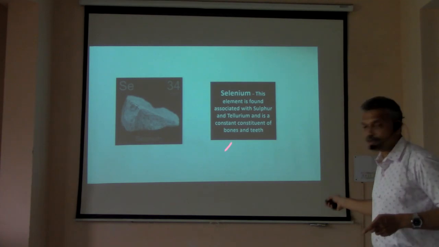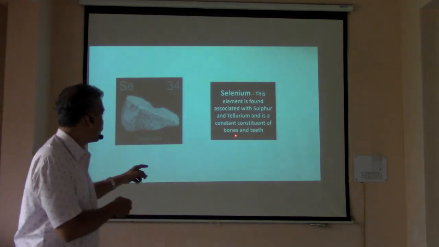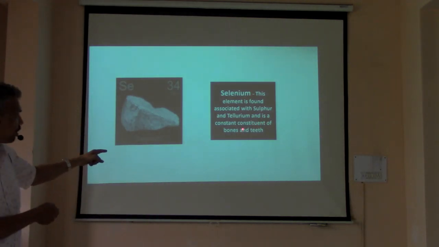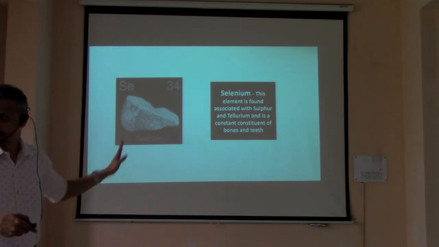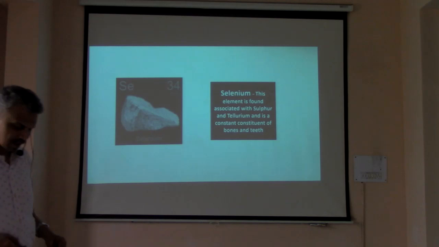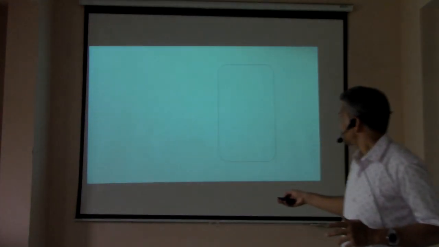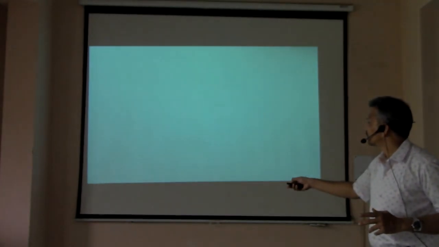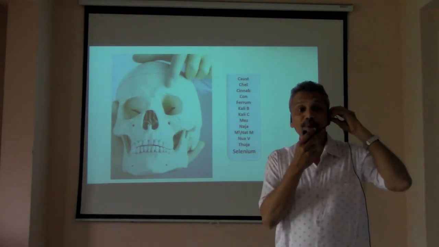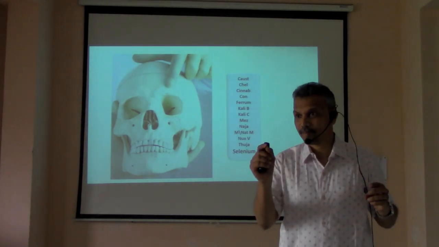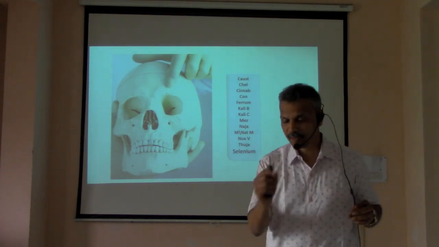And where exactly do you see this in our body? Selenium is mainly seen as a constituent of our body. Mainly it is seen in bones and teeth. So these are two areas where you see selenium in our body. So the first area that we spoke of was, it is a remedy which affects the supraorbital nerve, and it causes neuralgia. Okay, that's the first sphere of action.